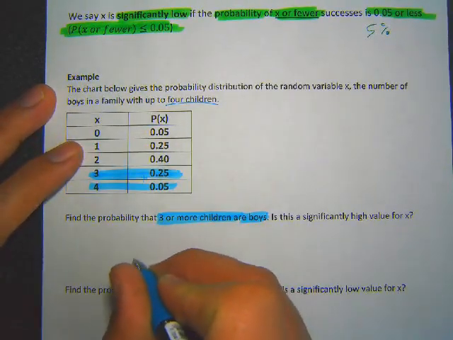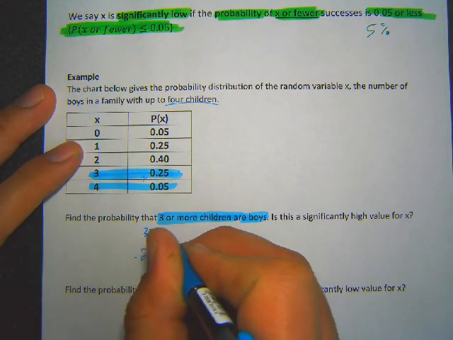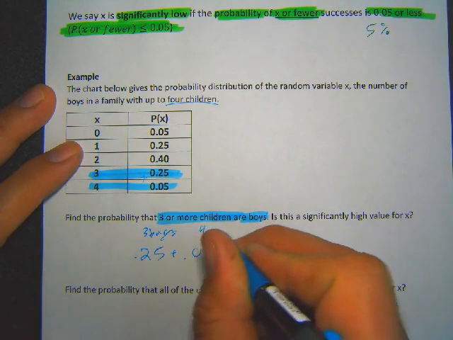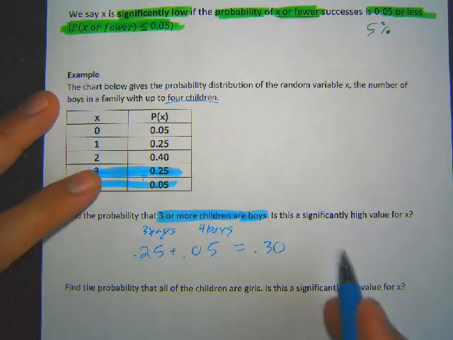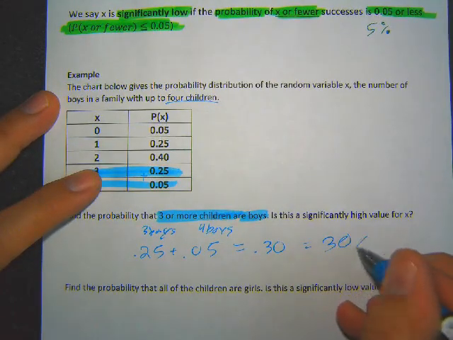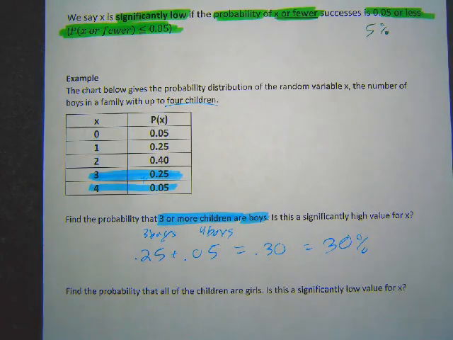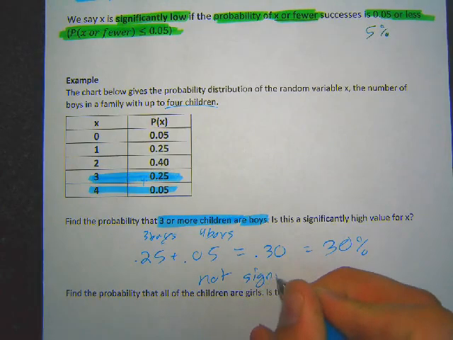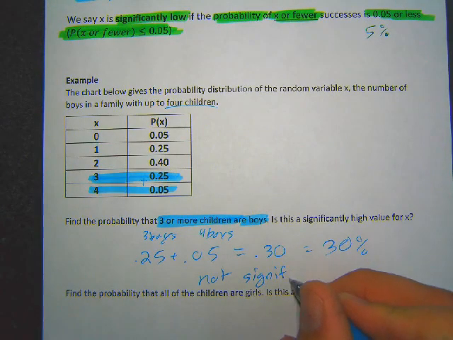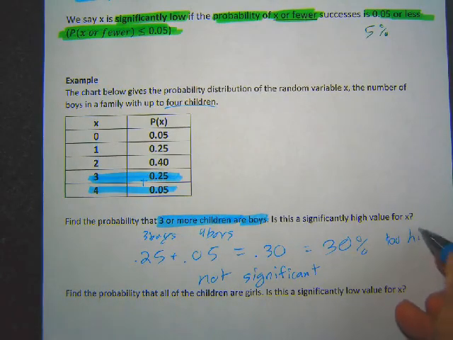So you can have 0.25 for 3 boys or 0.05 for 4 boys. And that adds up to 0.30, which is 30%. And that's actually fairly likely, right? 30% is pretty high. So it's actually a 30% chance that they're going to have 3 or 4 boys in the family. That's so high that it's not significant. Remember, it's only significant if the probability is low. So this is not significant because it's too high.